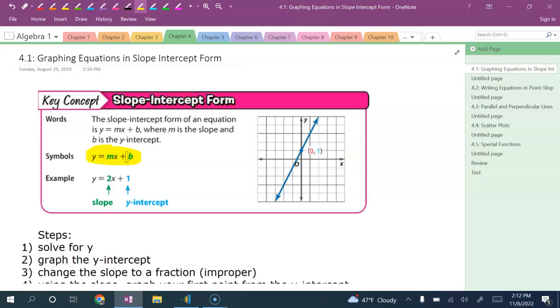So you would go up 1 on the y-axis and draw a point, and then you could use your slope of up 2 and over 1, because again, you think of slope as a fraction, to get to your new point.